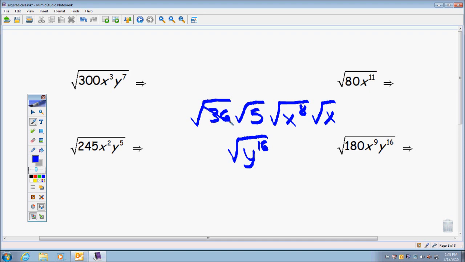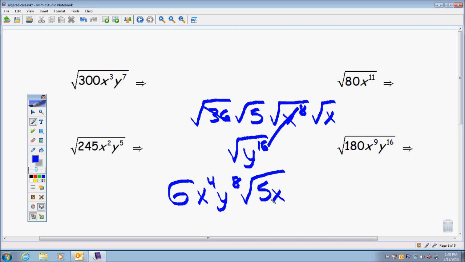Okay, so this is 6. Skip you. That's X to the 4th. That's Y to the 8th. And then who's inside is radical 5x. And there's your answer.